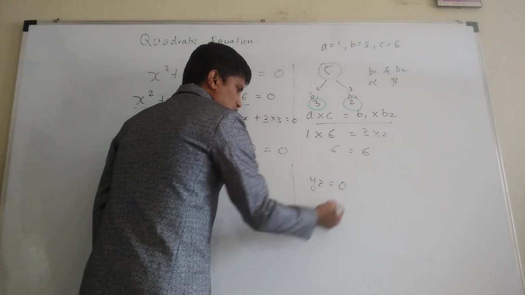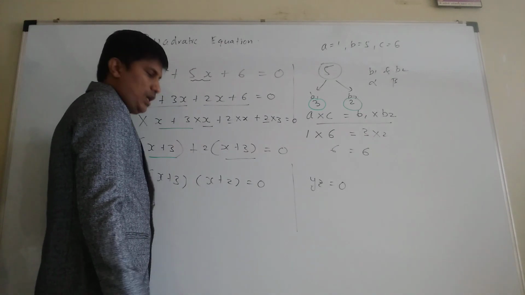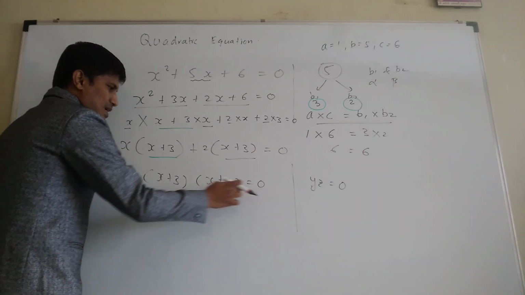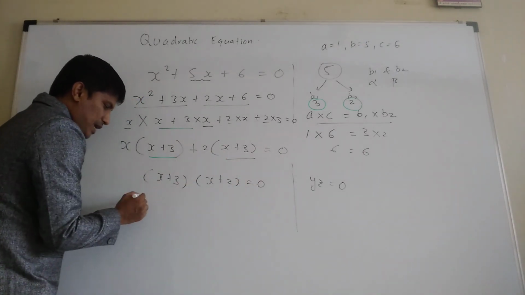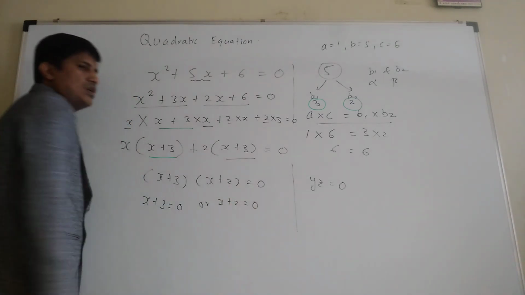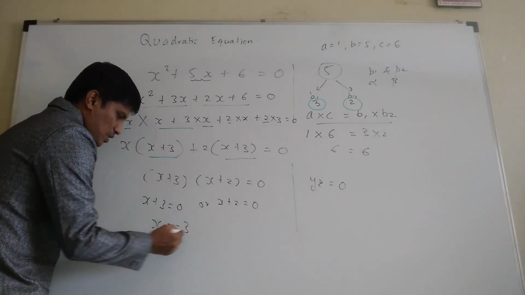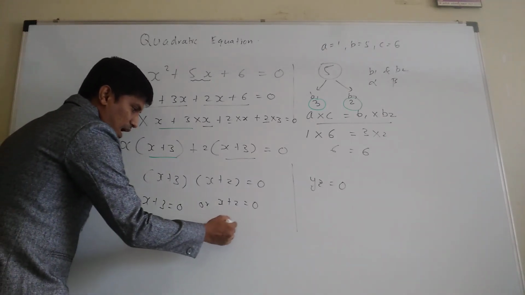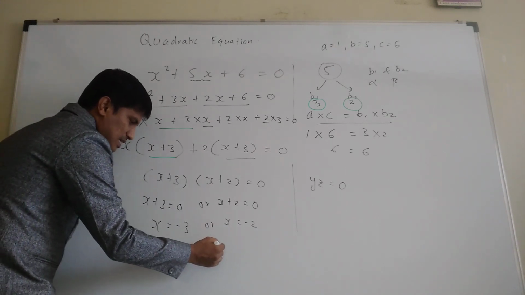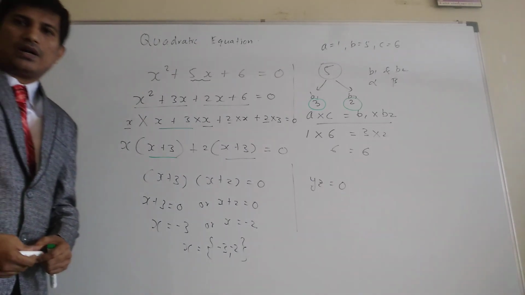Now suppose y into z is equal to 0. So we can directly say that either y is equal to 0 or z is equal to 0. Similarly, if we make the product of these two terms equal to 0, then we can directly say either x plus 3 is equal to 0 or x plus 2 is equal to 0. So very simple. Now x plus 3 is equal to 0 gives x is equal to minus 3, or x is equal to minus 2. So what will be your final answer? The set of your answer is minus 3 and minus 2. So very simple. Are you understanding?